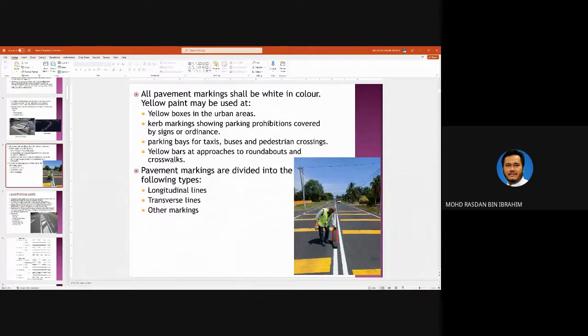Oh, I forgot to inform you. This is the reflectivity meter. It's being used to measure the reflectivity of these lines. I don't have any experience using this machine, but it's good for auditors to have. Normally the contractor will have it when auditors come to audit the road. They need to show that the reflectivity of the road lines that they have painted is adequate.